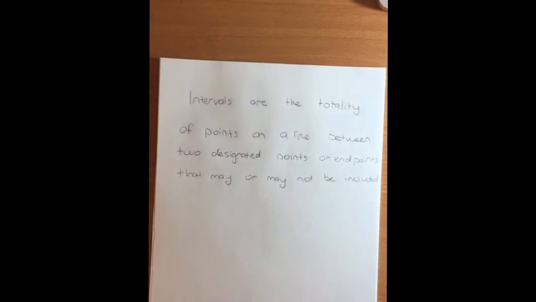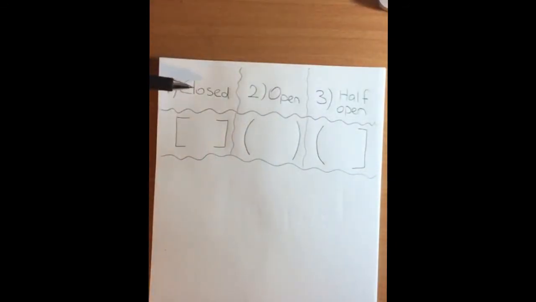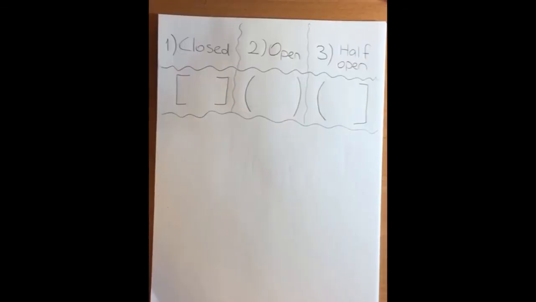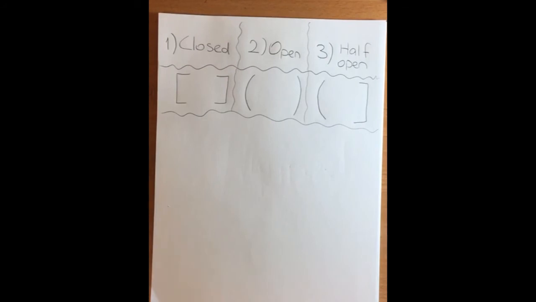So, after we learned the symbols that we use to show inequalities, now let's move on to intervals. Intervals are the totality of points on a line between two designated points or endpoints that may or may not be included. There are three types of intervals: closed intervals, open intervals, half-open intervals. So, let's learn our new terms by giving some examples.